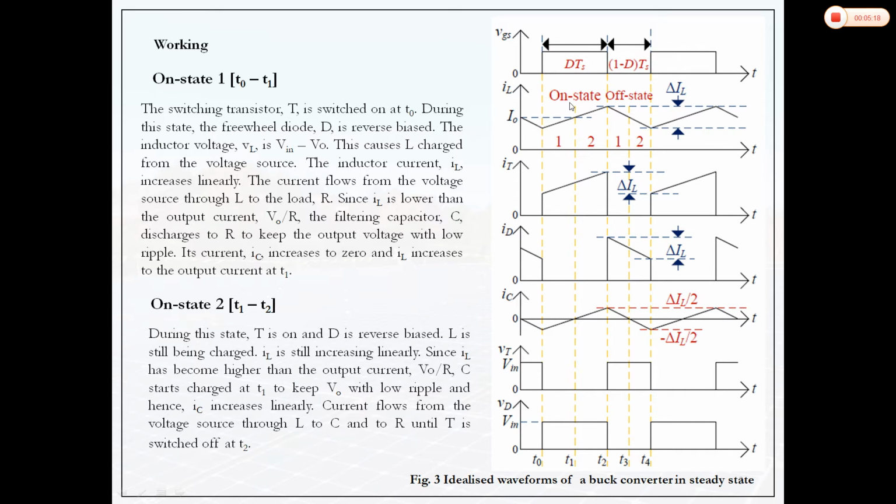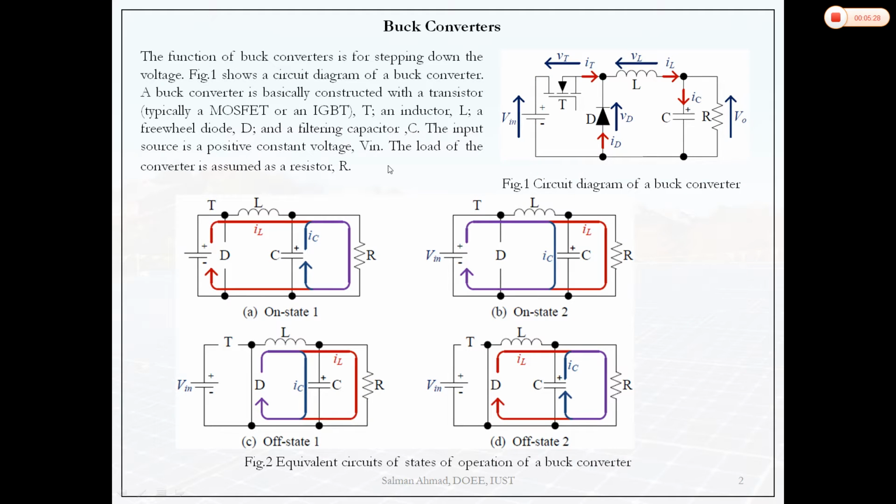You can see that in the on time, as I discussed in the last class, the applied voltage across the inductor will be V in minus VO. You can see this from here also. If we apply KVL in this loop, the voltage across this is VO, and this side voltage is V in. Once the switch is turned on, the voltage across it is 0. So VL will be V in minus VO.